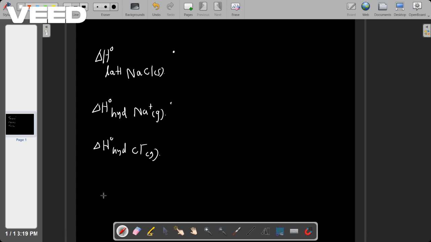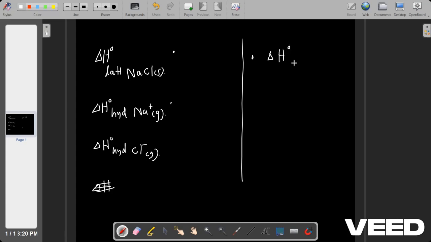And the other thing is delta H naught. Using this data, I want you to write a formula using the Hess cycle. I want you to come up with a formula for delta H naught solvation enthalpy for sodium chloride solid. Using this information, I want you to write the formula for delta H naught solvation enthalpy.